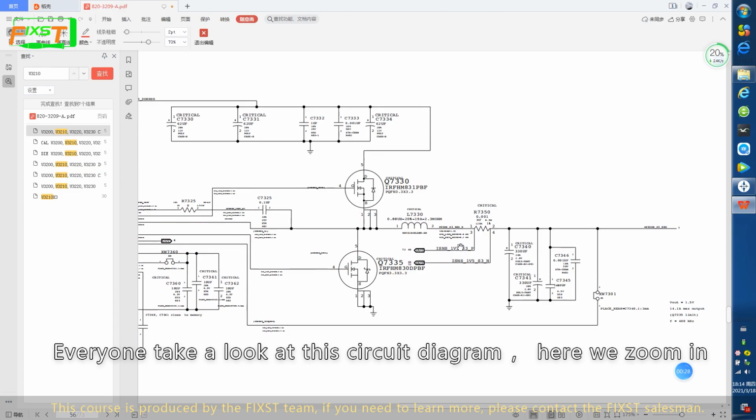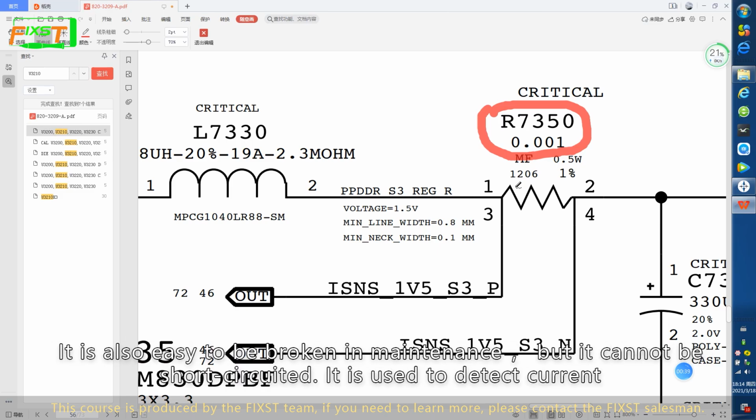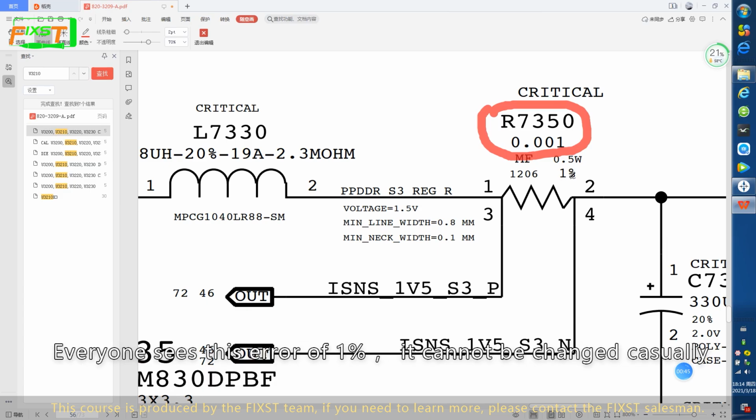Here we zoom in. First of all, it has a precision resistor R7350, which is mainly used to detect current. It is also easy to break in maintenance, but it cannot be short-circuited. It is used to detect current. Everyone sees this error of 1%. It cannot be changed casually. Only MacBook has this kind of precision resistor in the circuit. Generally, our Windows computers don't have this resistor.